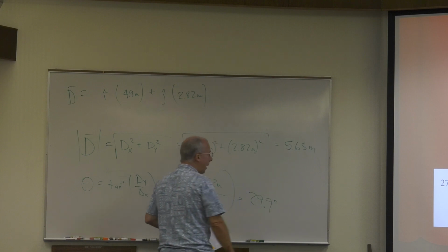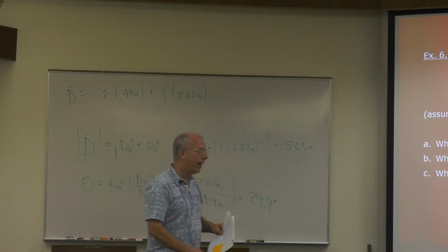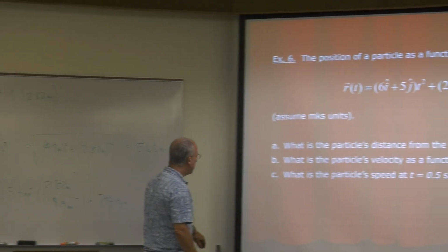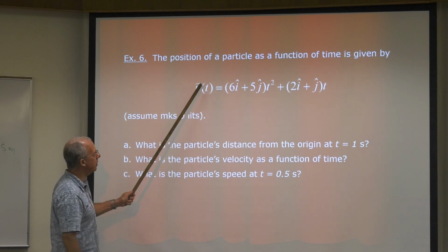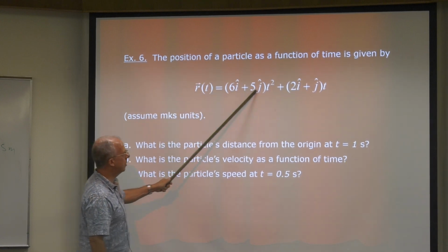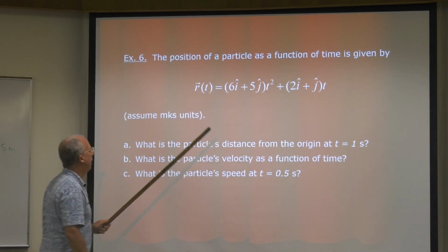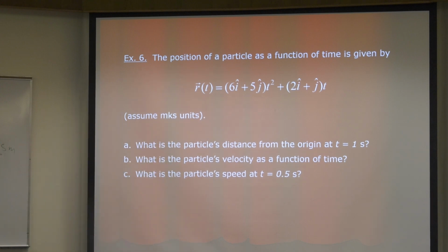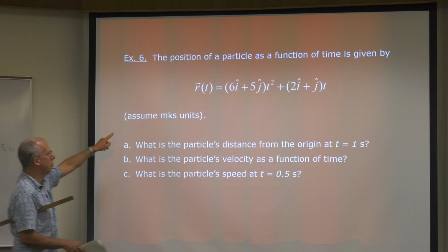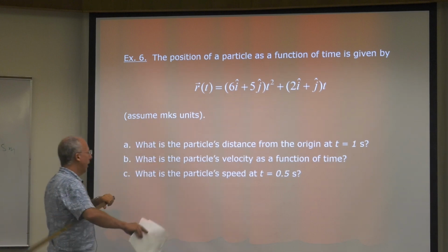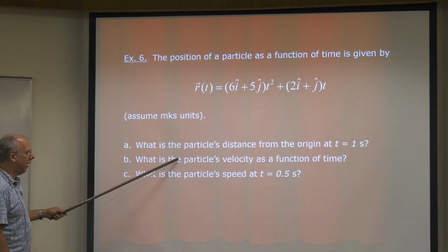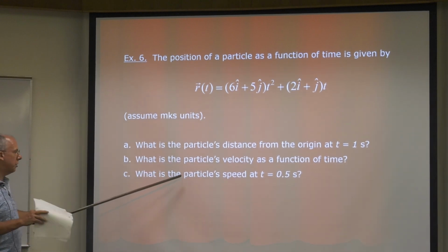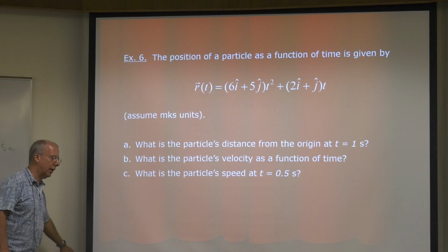Okay, here's another one. The position of a particle as a function of time, r, the position as a function of time, is given by this crazy equation. And we're going to assume MKS units, so we don't have to write units. We want to know the distance from the origin at 1 second, the velocity as a function of time, and then the speed at time equals a half a second.